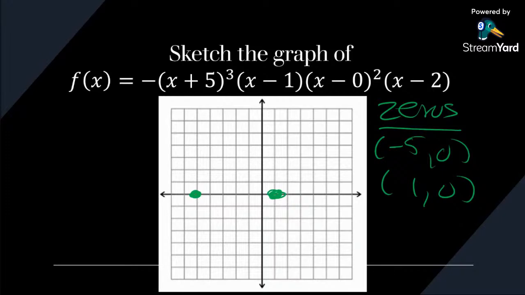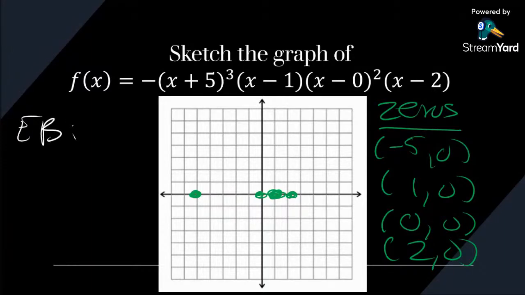We have x minus 0, so that's going to be 0, 0. And then we have x minus 2, which is going to be 2, 0. So negative 5, 1, 0, 2. All right, all good there. Next step is going to be to find our end behaviors.